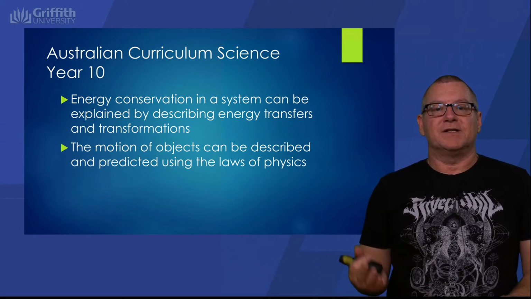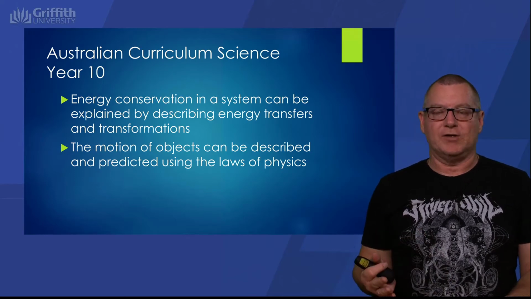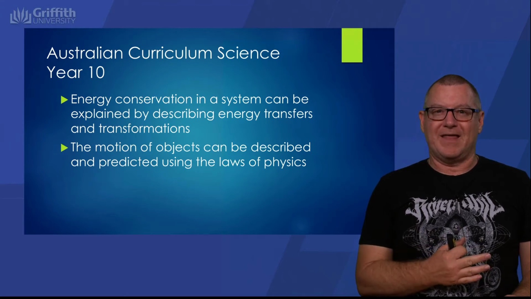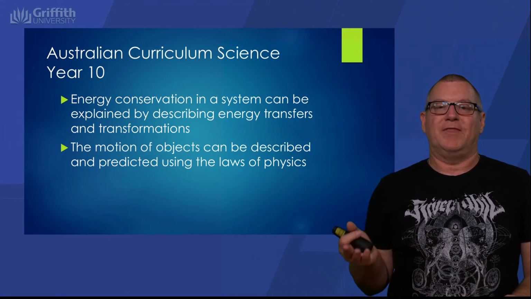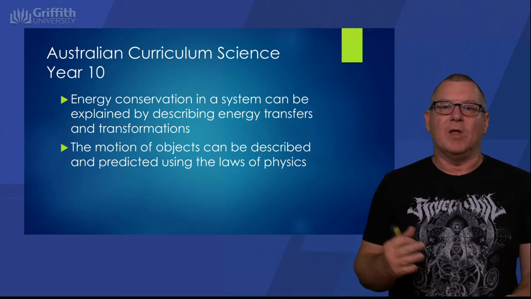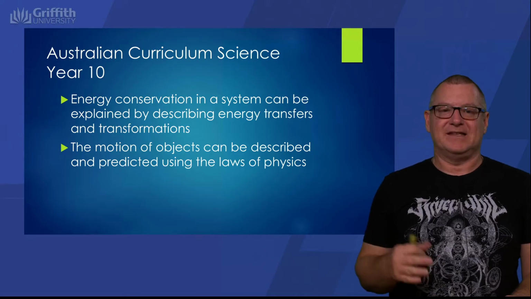Year 10: energy conservation in a system can be explained by describing energies and transformations. That is, energy is not created or destroyed. It just travels from one place to another. We can talk about the transformation of, for example, electrical energy in a circuit into light energy in a light globe, into heat energy in the atmosphere, and so on.